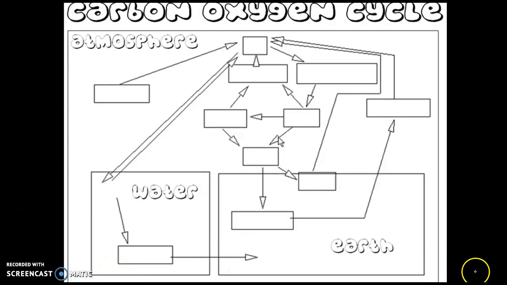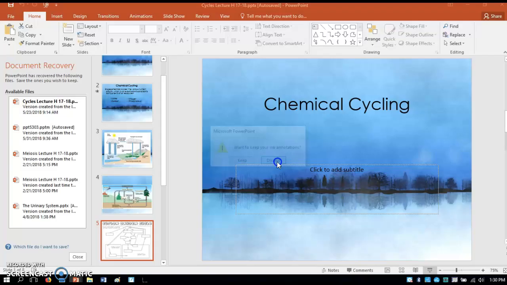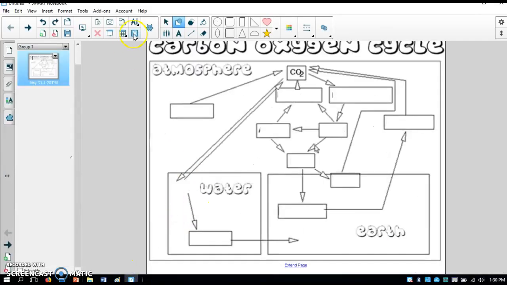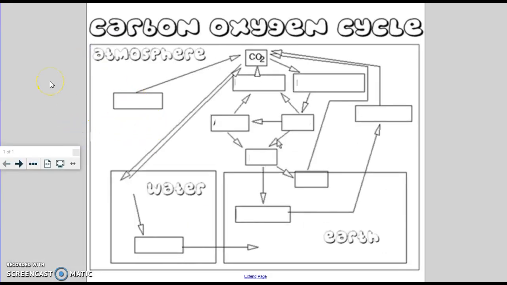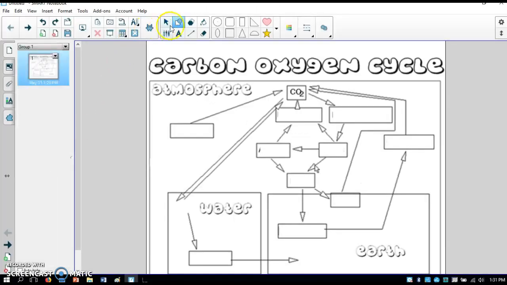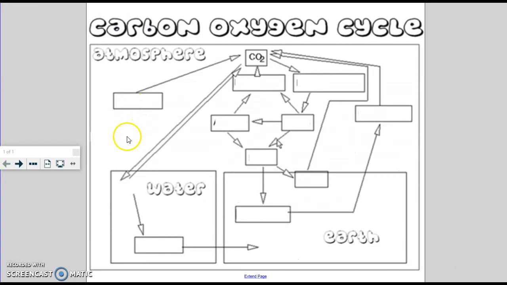Okay, so next we're going to do this chart here. So what I'm going to do is I'm going to pull up my chart. So this is the carbon-oxygen cycle. This is representing CO2 in the atmosphere. Just want to make sure I have that on. Okay, so now we're going to go through this.